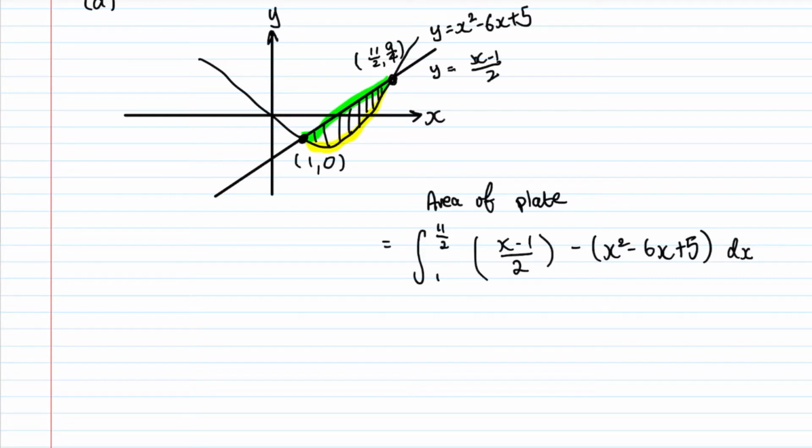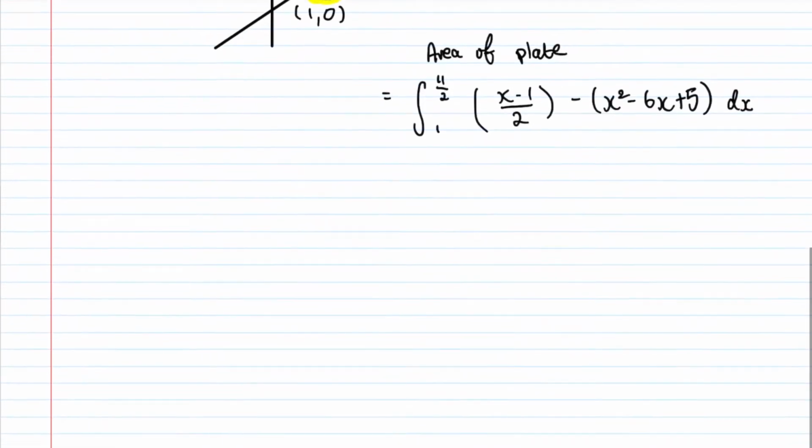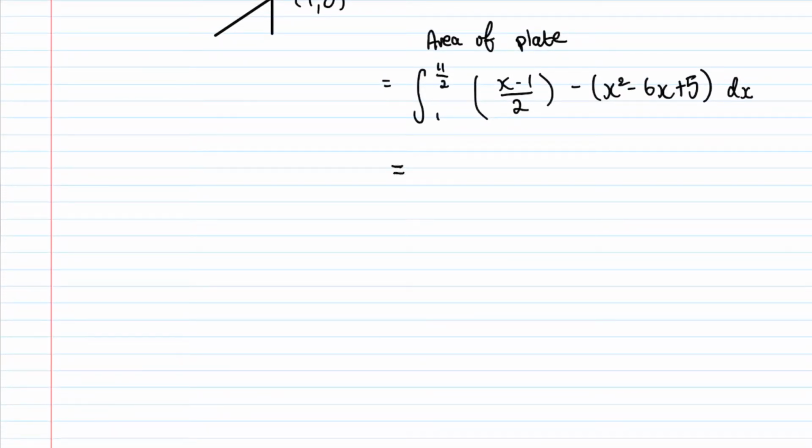Because they didn't state whether you need to put in exact form, you can just use your graphic calculator to solve this, and your answer will be very simply 243 over 16 units squared. That's the answer to the first part. Quite a simple part.